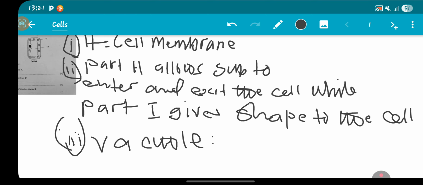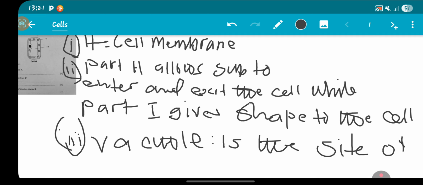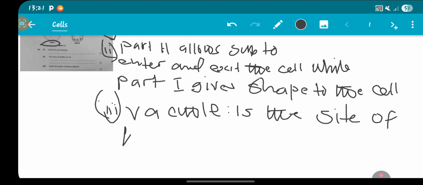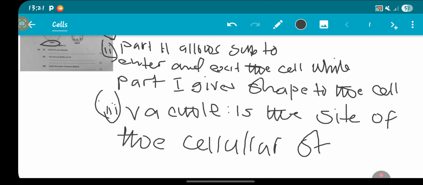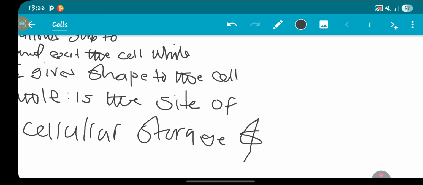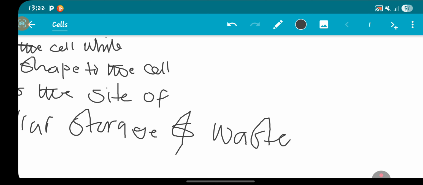We said it is a site of cellular storage and waste disposal.